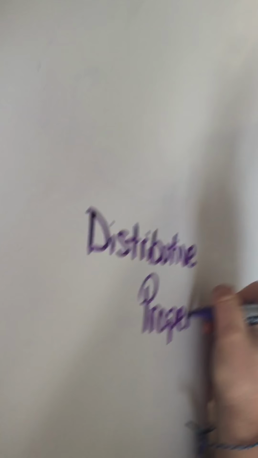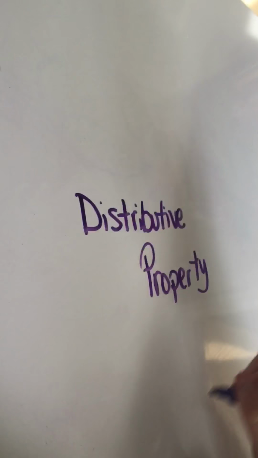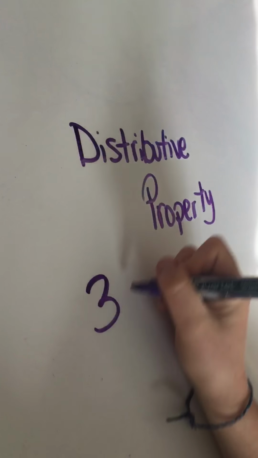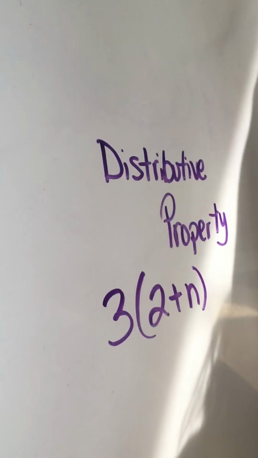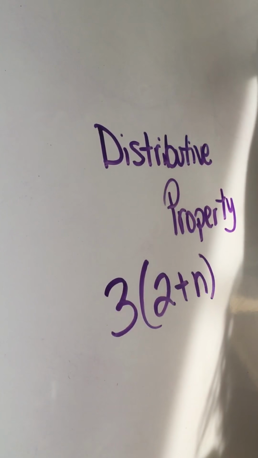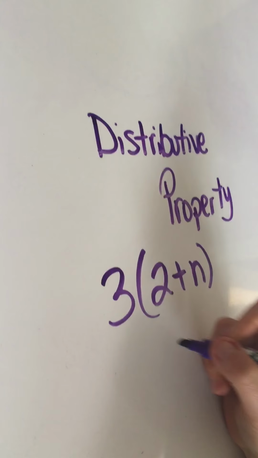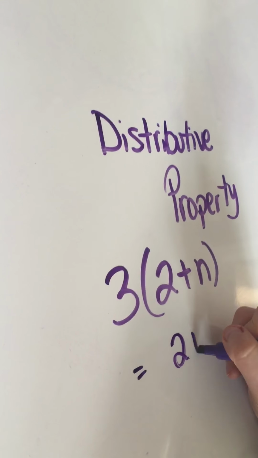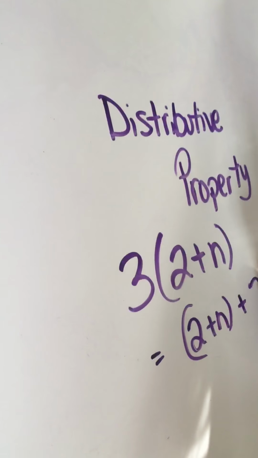Distributive property is when you distribute a number into a set of brackets. So here I can use distributive property. What I mean is that I'm going to take 3 of everything in that bracket. So I'm going to repeat that bracket 3 times. So I could do it as 2 plus n, which is the bracket, 3 times.